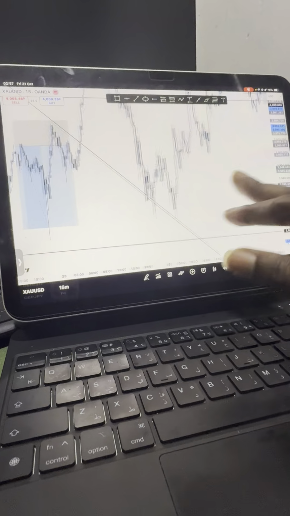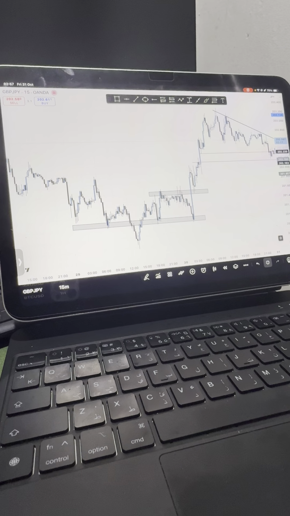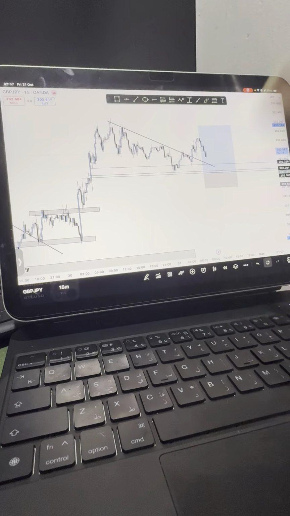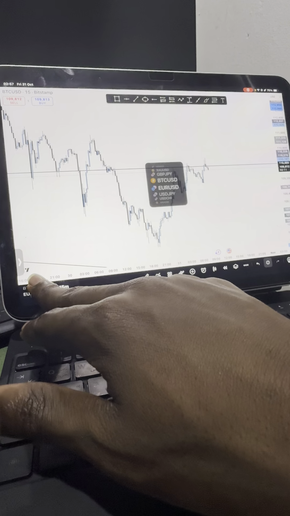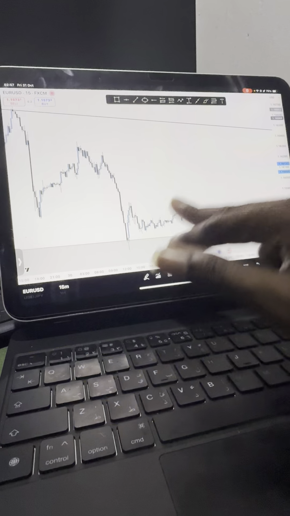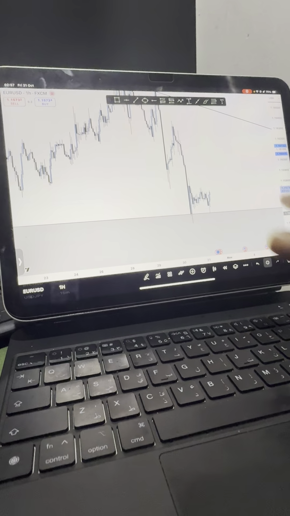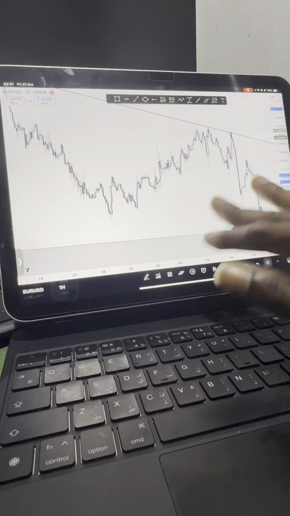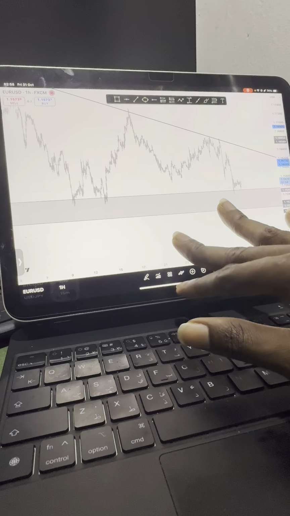So now, I want to look for a trending market so that I can explain all those stuff for you. Okay, let's use EUR/USD. I think EUR/USD is still in a downtrend.